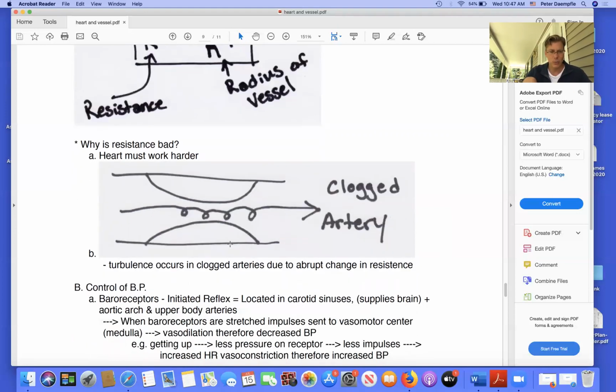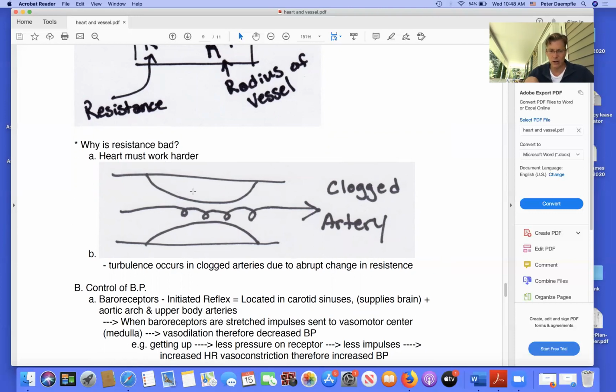That is one of the main reasons why people get heart attacks. Take a look at this clogged artery on the overhead here. These are fat pads. The fat pads change the vessel diameter, and blood becomes turbulent, as you can see going through. Turbulence occurs in clogged arteries due to an abrupt change in resistance. The resistance changes when the diameter changes, and that causes the platelets or clotting factors to come out and cause a clot, leading to a heart attack.